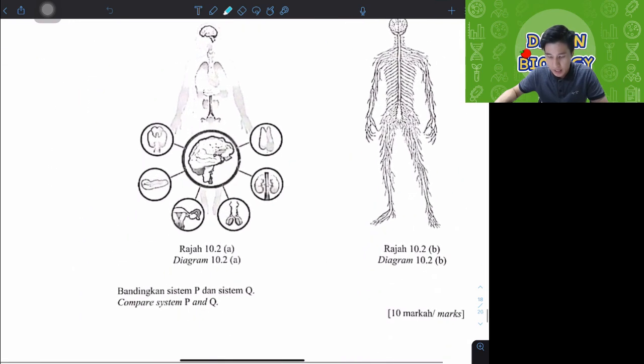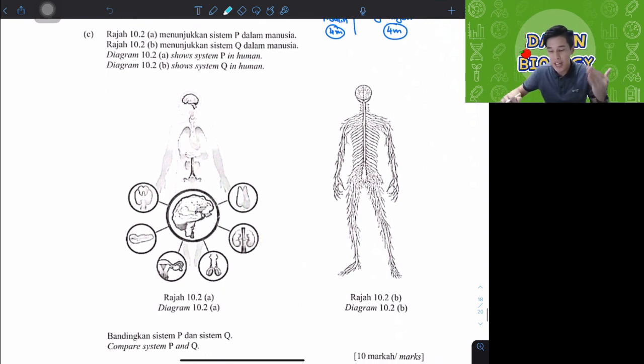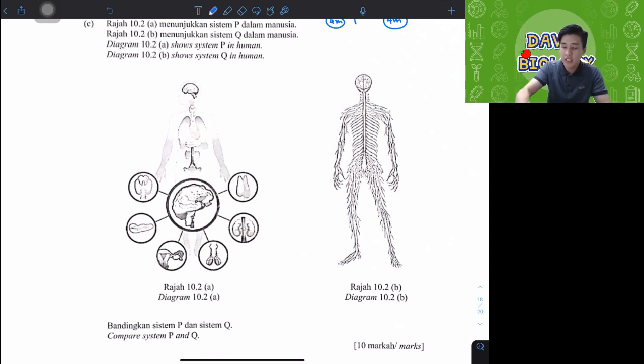Next, they ask us to compare between two systems over here. Okay, once again, another comparison question. Endocrine system and nervous system. So system P and Q, very obvious here. This is the hormone system, endocrine system. And this is, you can see nerves, that's the nervous system. Now these two systems are under the same chapter. They are actually similar and different at the same time.